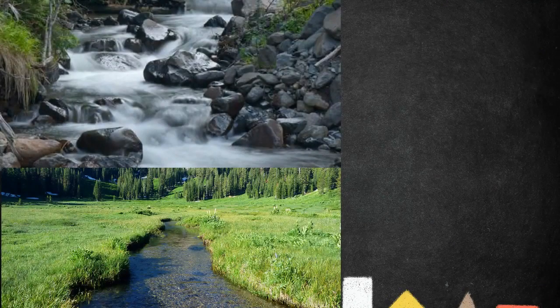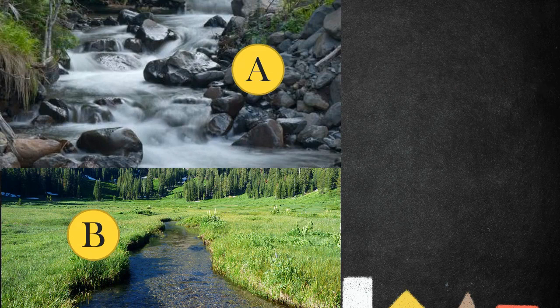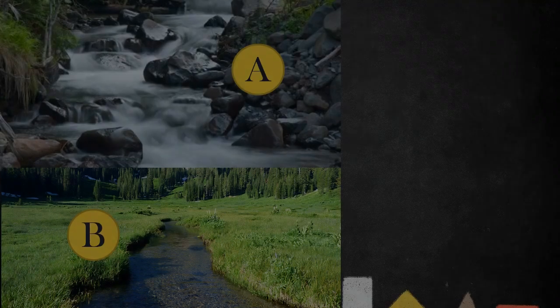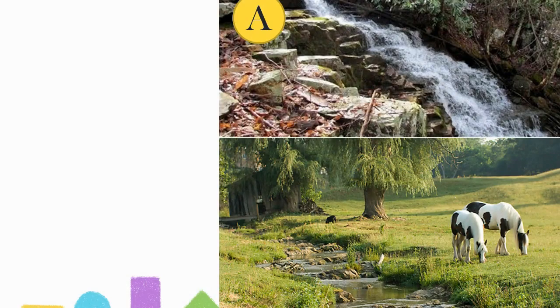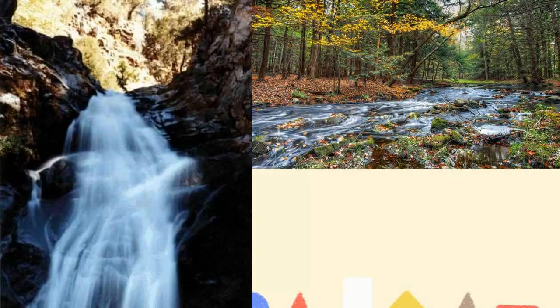Looking at this picture right here, can you tell whether river A or B would be flowing the fastest? Yeah, you can tell just by the picture that A is moving the fastest. A or B? In this case, stream A is moving faster than B. And again, we can see here that B is moving faster than A.